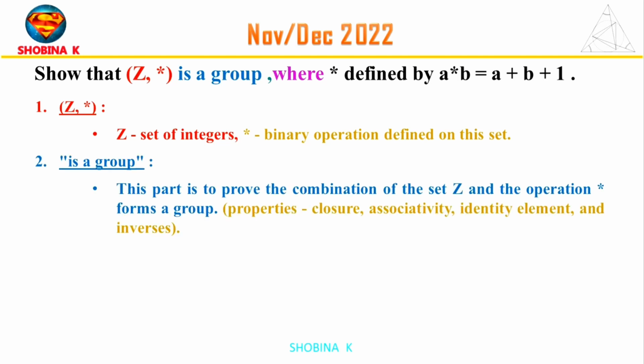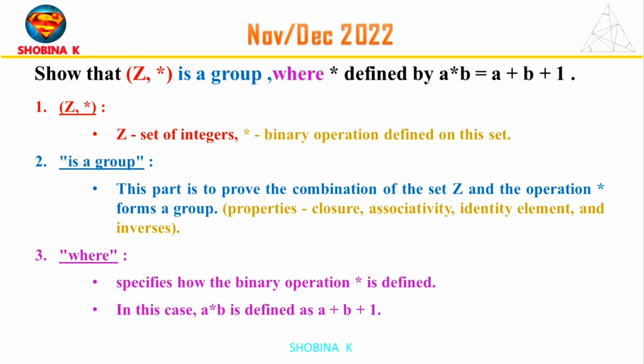The question is asking you to prove that the combination of the set Z and the operation * forms a group, where * is defined by a * b = a + b + 1. This specifies how the binary operation is defined. So the statement is asking you to prove that when you take the set of integers Z and use the operation defined as a + b + 1 for any two integers a and b, the resulting structure must satisfy all the criteria of a group. This includes showing that it is closed under the operation, associative, has an identity element, and has inverses for each element. Now let's see whether it satisfies the four fundamental properties of a group.